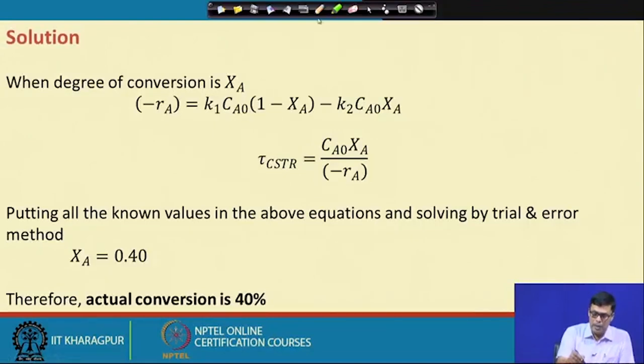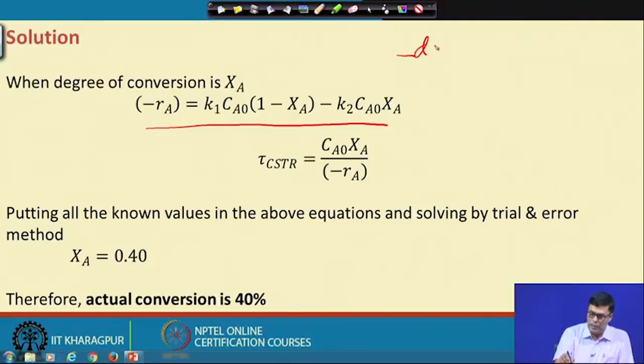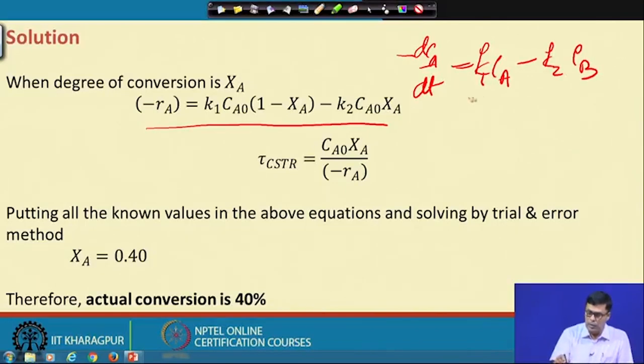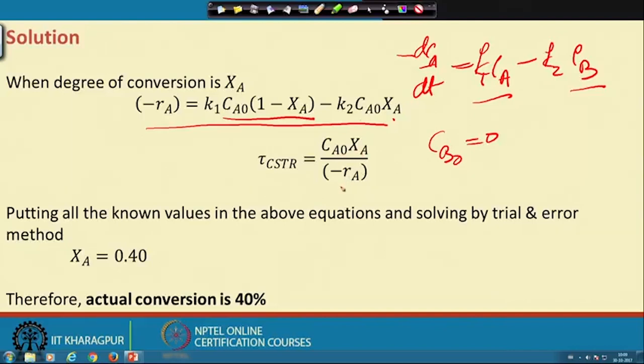Now, this is the rate equation that we have, because I have already done that. This is equal to what I showed you, minus dCA by dt equal to K1 into CA minus K2 into CB. Am I right? CA equal to CA0 into (1 minus XA), and CB equal to CA0 into XA, because we consider CB0 equal to 0. So, if you consider that, it is like this. So, tau CSTR equal to CA0 into XA divided by minus rA. Now, putting all the known values in the above equation and solving by the trial and error method, we can find out the value of XA.